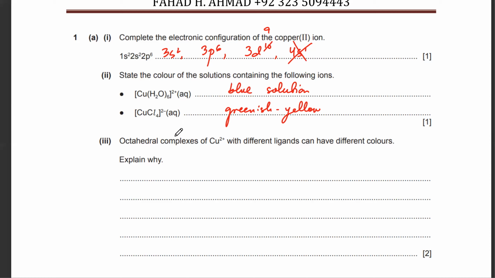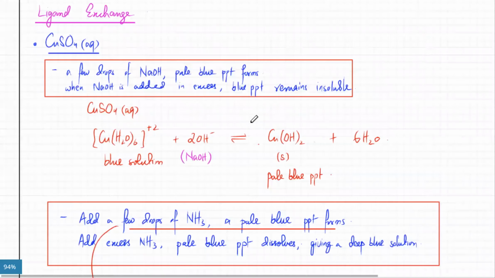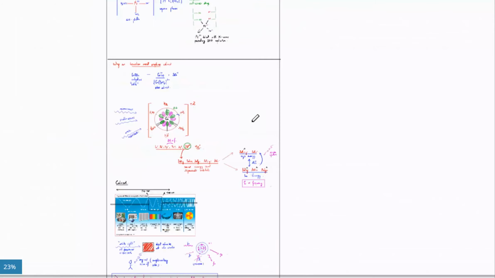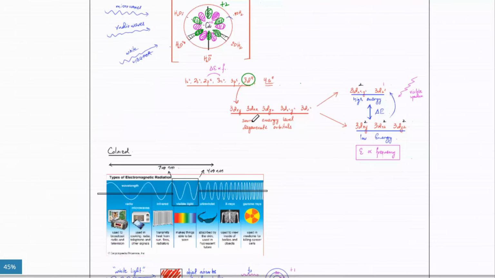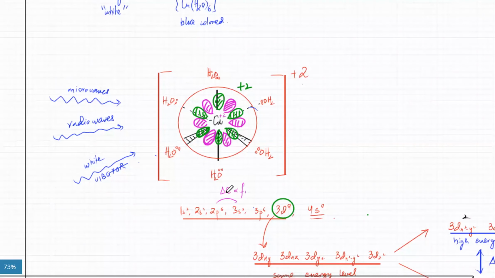What about the next one? He's saying octahedral complexes of copper 2+ with different ligands can have different colors. So it's a 2-mark question where you just have to explain why changing the ligand is going to change the color of the complex. So this is something that we did. Why are transition metals colored? I told you that when the copper ion gets surrounded by these ligands, it's got these inner subshells that include the d subshell, and the d subshell has two types of d orbitals.